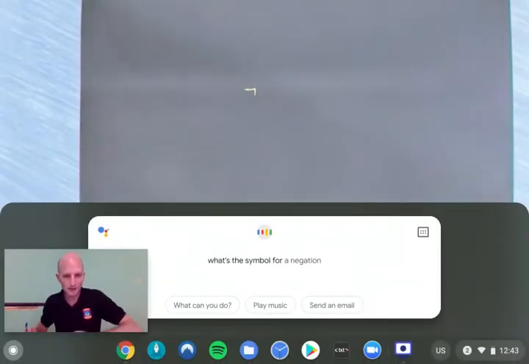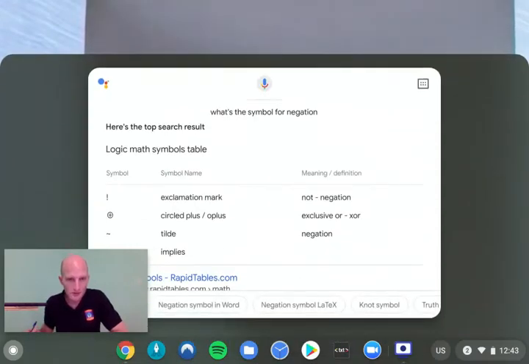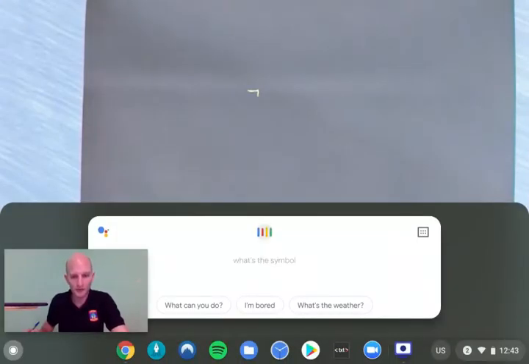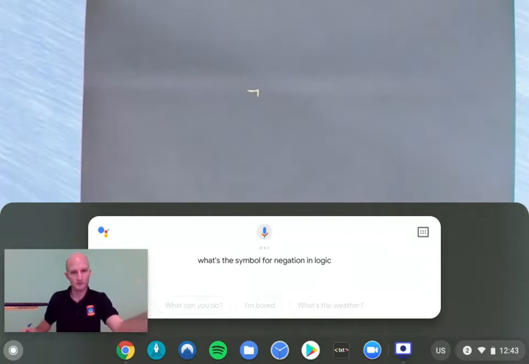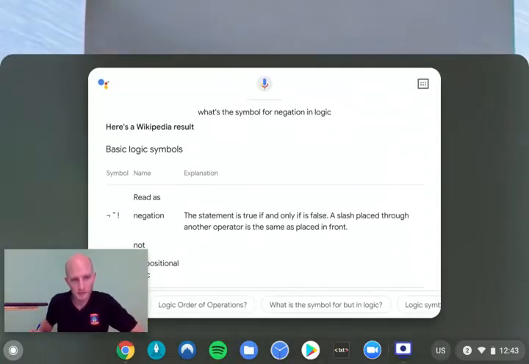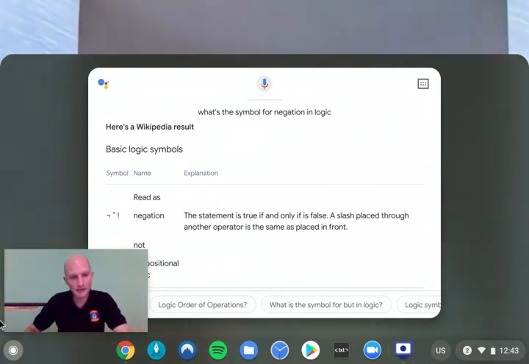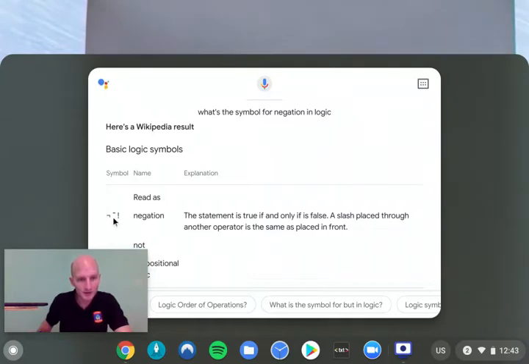I had it a minute ago. Oh, it was on Google. What's the symbol for negation? Here is information from Rapid Tables. What's the symbol for negation in logic? Here is information from Wikipedia. So you can see that first symbol that they have right there is the symbol I showed. But there's also a couple other symbols that can be used to describe negation. Okay, that's the point. We're going to be using this symbol.